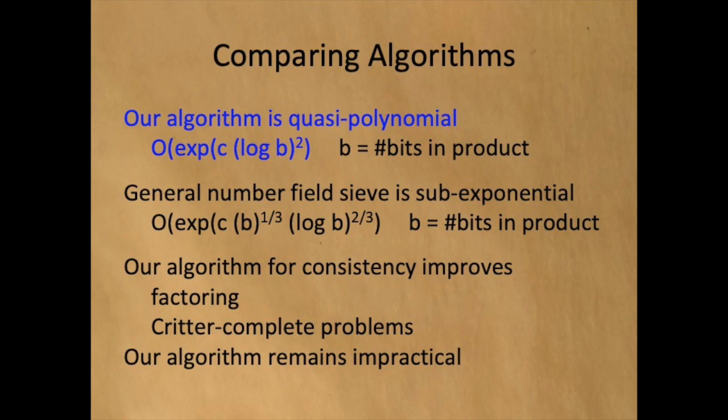Our algorithm is quasi-polynomial, or specifically, big O of exp of c times log of b squared, where b is the number of bits in the product. The general number field sieve, which was the previous best algorithm for factoring, is sub-exponential, or specifically, big O of exp of c times b to the cubed root and log of b raised to the 2/3, where b is the number of bits in the product. Our algorithm for consistency improves the complexity of factoring, as well as various combinatorial problems, specifically critter-complete problems, though it remains impractical.